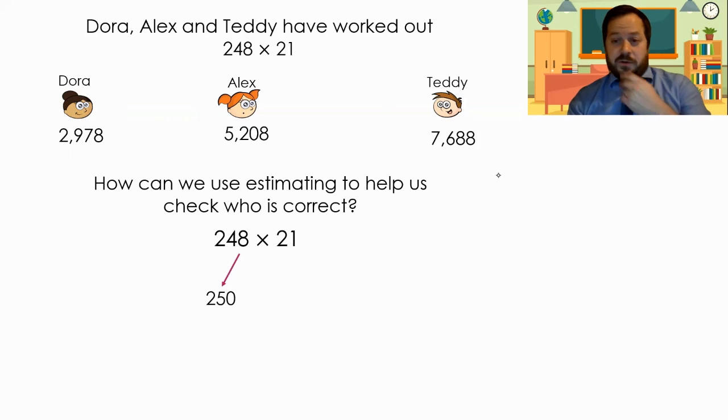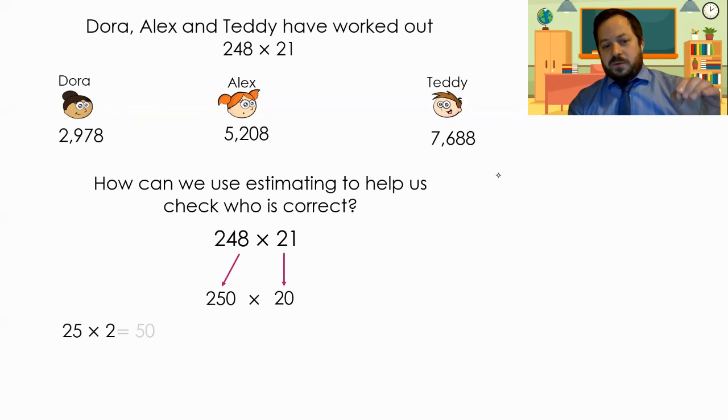248 is very close to 250, and 21 is very close to 20. So if we were to do 250 times 20, we would have a rough idea of where the answer would be. So 25 times 2 is 50.